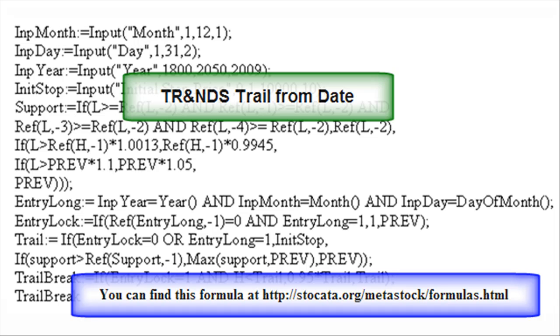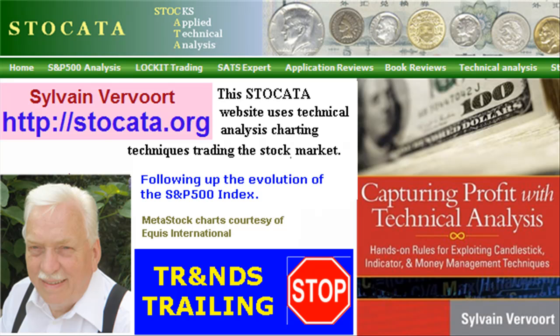You can find this formula at stoccata.org/metastock/formulas.html. Remember the selling rule. Sell when the high price falls below TRENDS, also signaled by TRENDS turning down. This is the end of the part about the TRENDS trailing stop.